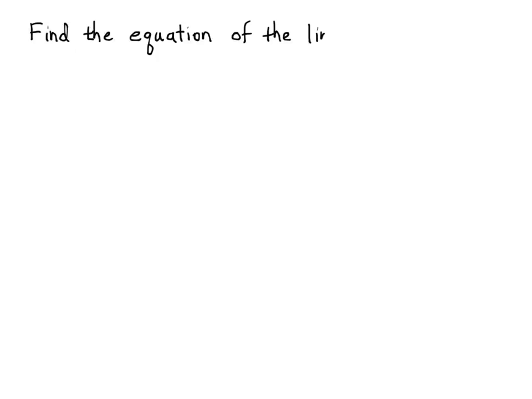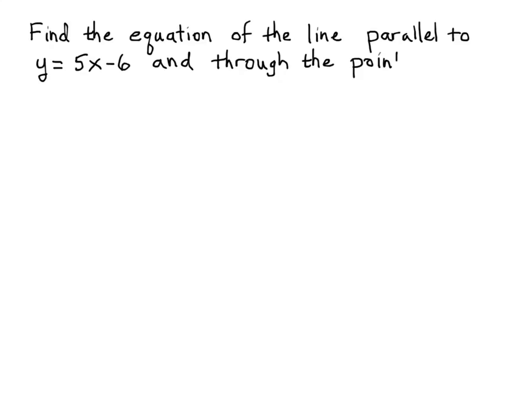Now we're going to find some equations of different lines. So let's find the equation of a line parallel to y equals 5x minus 6 and through the point (1, 7).